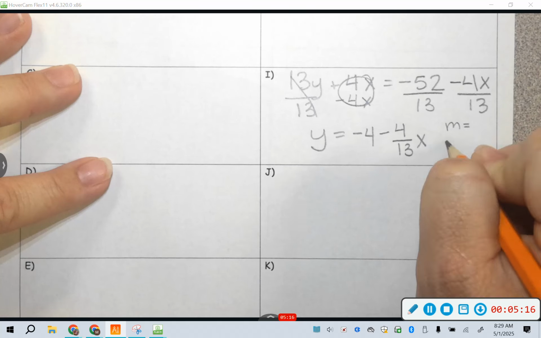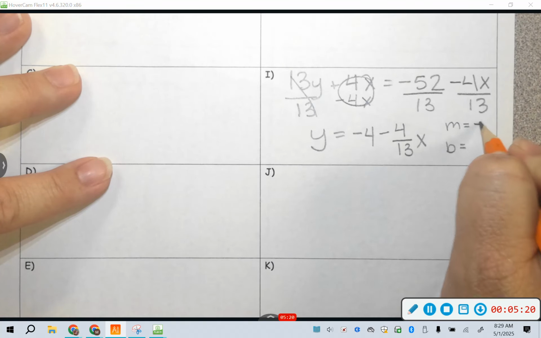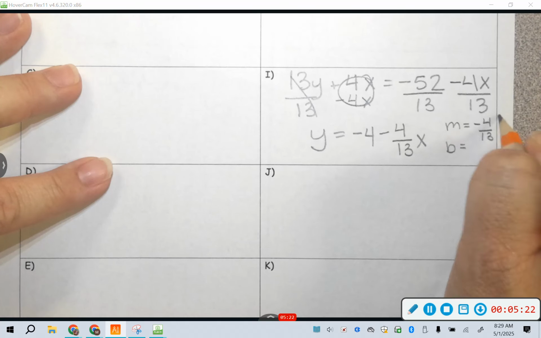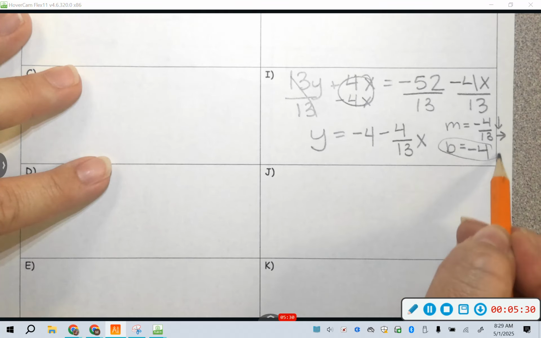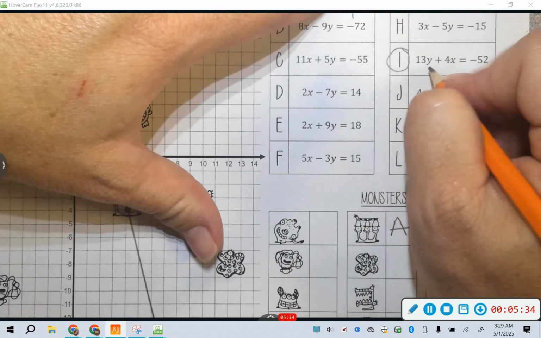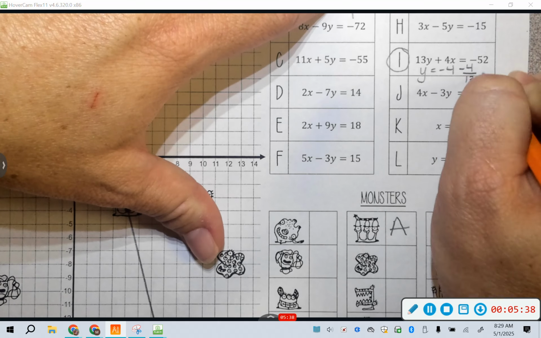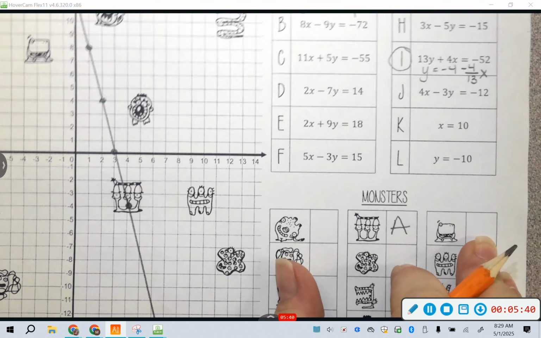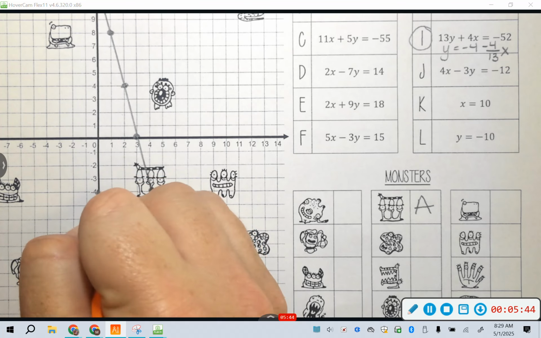So my M and my B, what's my M? Negative 4 over 13. So that means I'm going to go down 4, right 13. And what's my B? Negative 4. So again, we remember we begin at our B. So we're going to begin at negative 4. So I'm going to flip over. I'm going to write my equation y equals negative 4 minus 4 over 13x. And I'm going to begin at my negative 4.